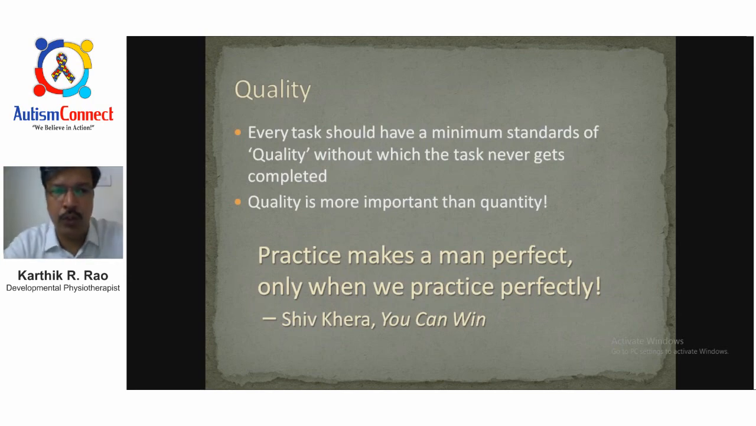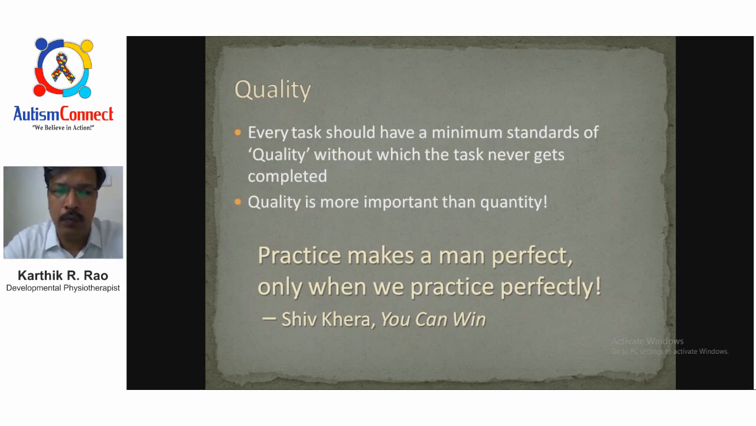The other thing which goes hand in hand with the task completion parameter would be the quality of the task. So every task should have minimum standards of quality without which the task never gets completed. As I had told you, every task should have a beginning, a process, and an end, which means the task should always move towards completion. Now the child knows when the task is going to end. If it is swing, you're going to use a timer. If it is a puzzle, you're going to use coins to make him do 5 times or 10 times. It could be putting cups one inside the other, or stacking rings. Again, anything which requires practice, you will use coins.